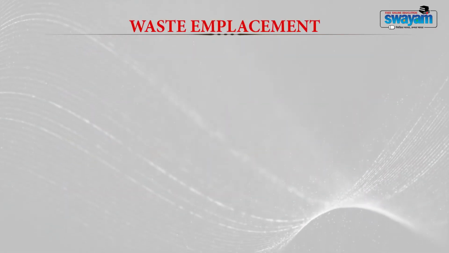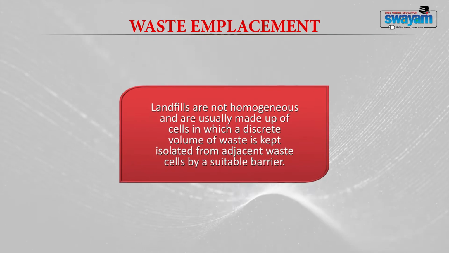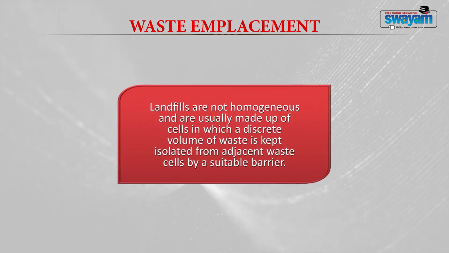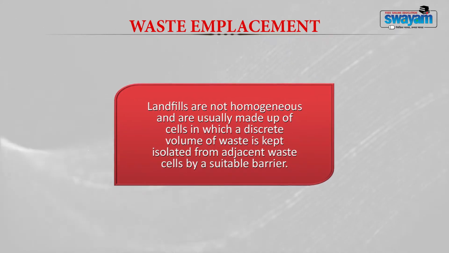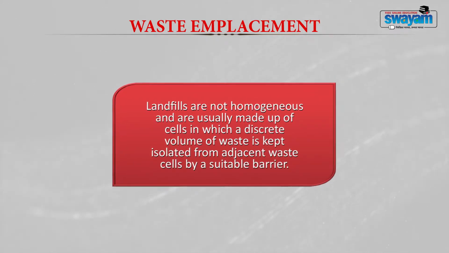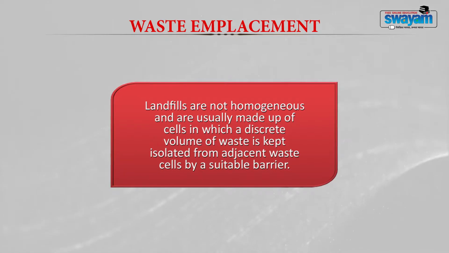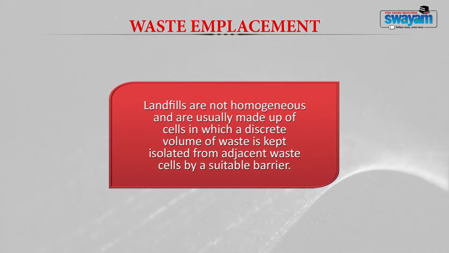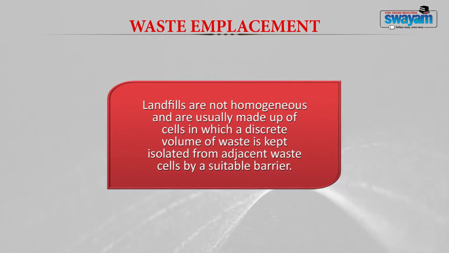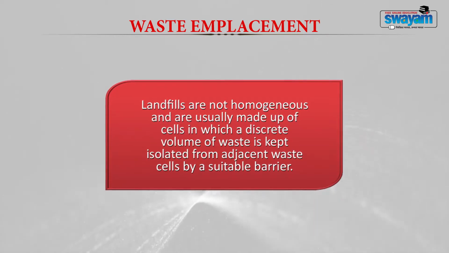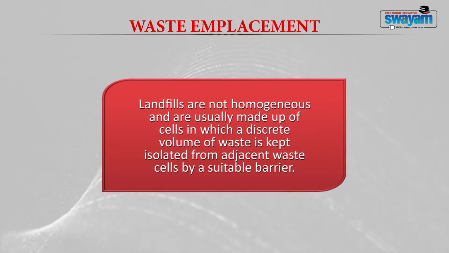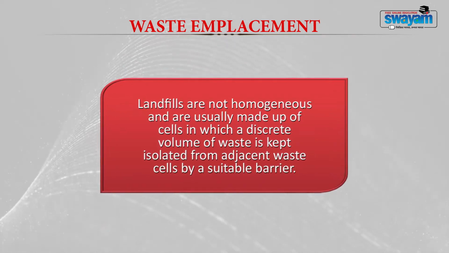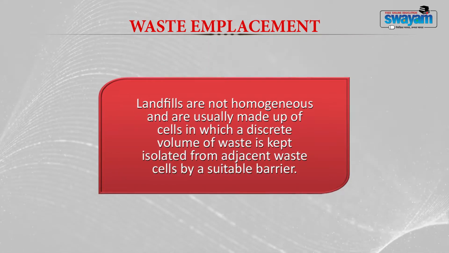Now, let us discuss waste emplacement, which becomes the second component in the structure of a landfill. Waste emplacement is nothing but how the waste is loaded in a landfill in a systematic manner. As I told you earlier, the loading of waste in a landfill is not homogeneous. It is done in a systematic way in cells, where a discrete amount of waste is kept isolated from the other waste cells by a suitable barrier.